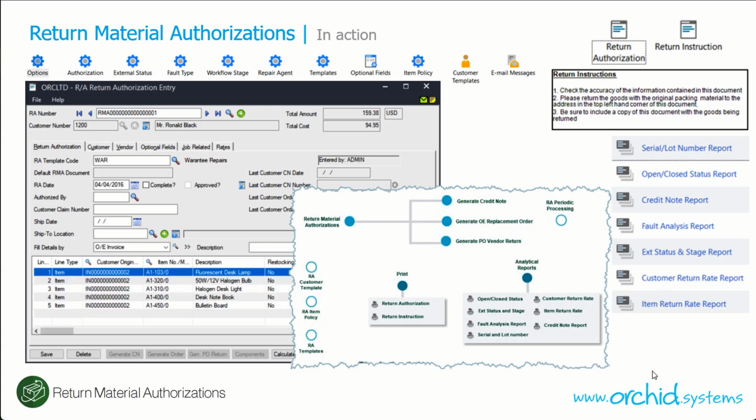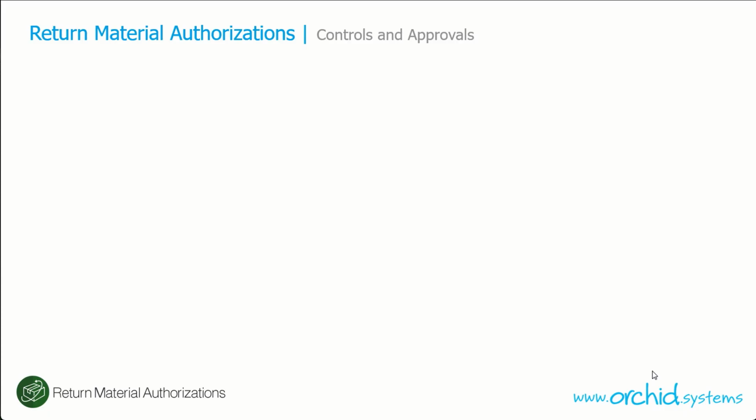When you're ready and you've got all the information, the goods have come back, you can create a credit note, a replacement order, or a vendor PO return. And RMA also includes extensive reports where you can analyze your customer return rate, item return rate, fault analysis reports, and track all the different stages of the workflow. But today we will focus on the validation rules that are included in RMA.